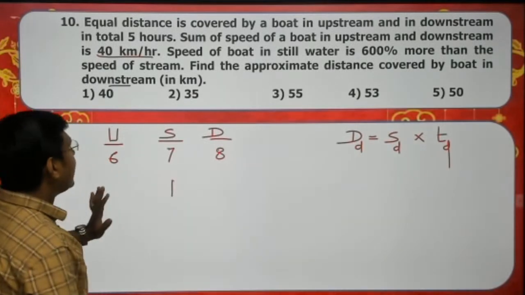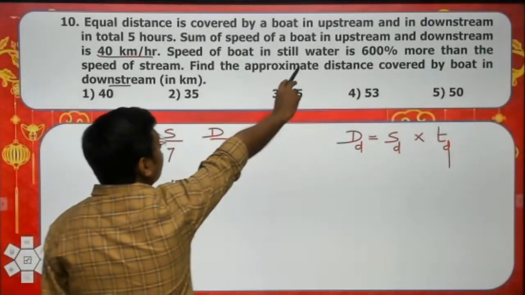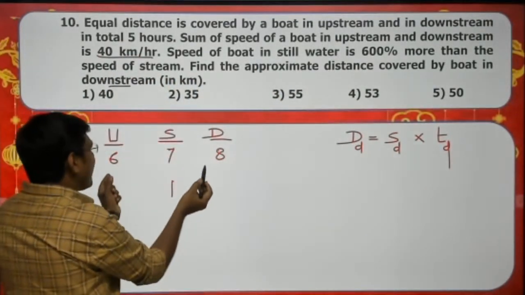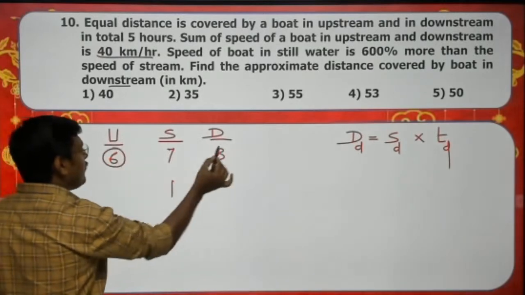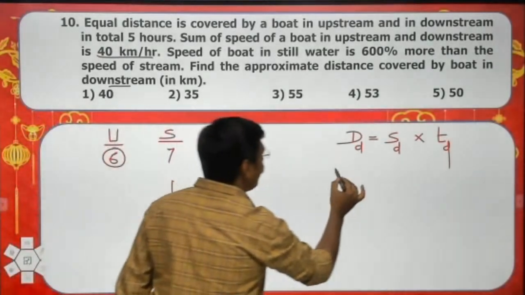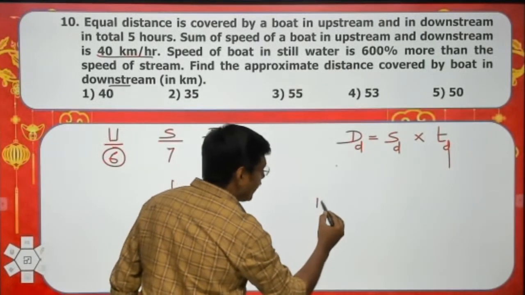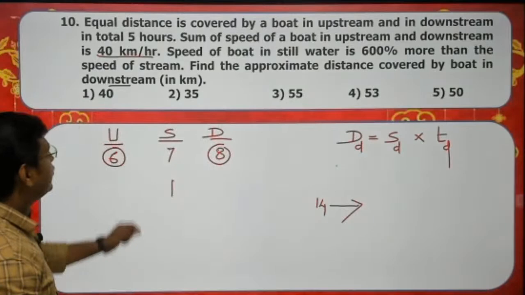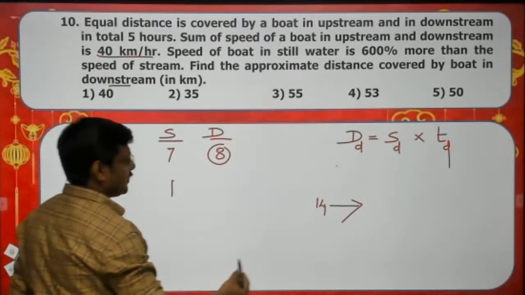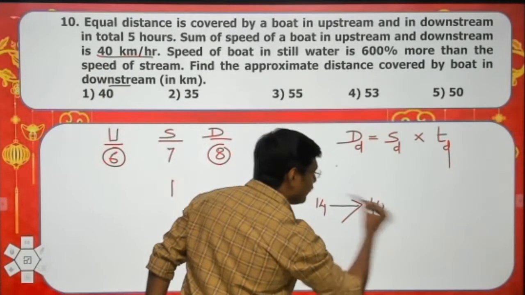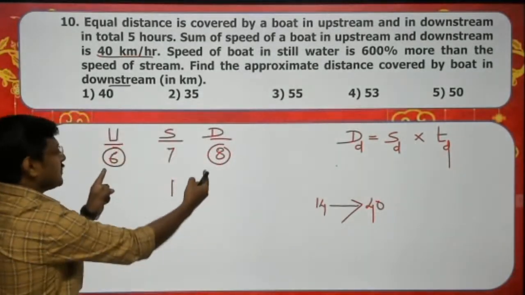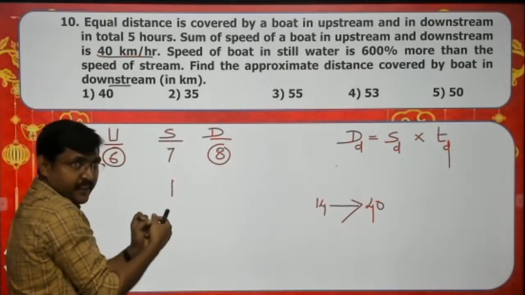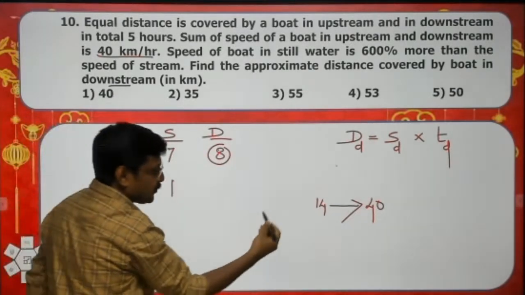Okay, and clearly given that the sum of the speed of the boat in upstream and downstream is 40 km per hour. That means in ratio, the sum of upstream and downstream, 8 plus 6, that is 14, right? So I am writing that 14 here. This 14 corresponds to 40 km. So 14 corresponds to 40, because in ratio, the sum of the speed of upstream plus downstream, 6 plus 8, because we always consider the speed here, right? So 6 plus 8, 14 corresponds to 40.